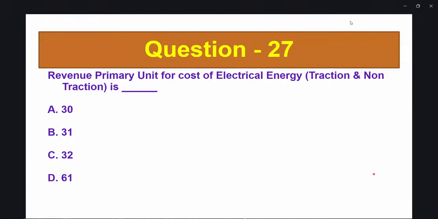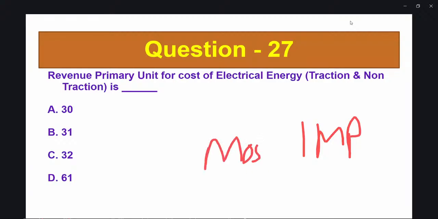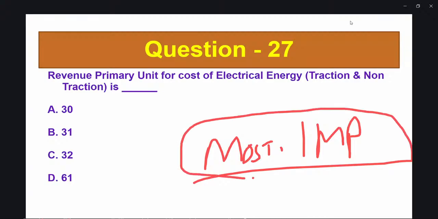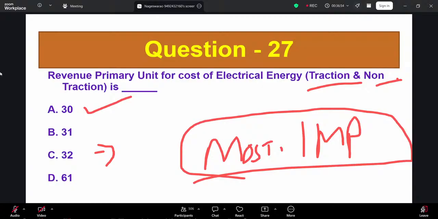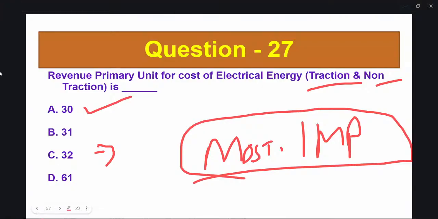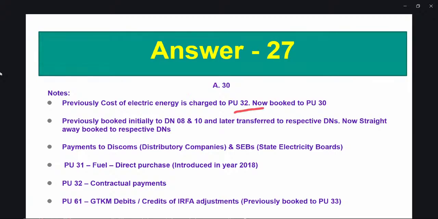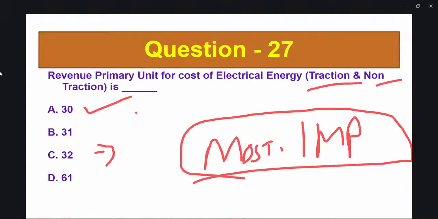Okay. Very important primary unit. Most important primary unit. SPU 30. Why? Because before this assigned PU 30, it was a part of contractor's payment 32. But it is difficult to know what is the total payments for the electrical consumption, that is whether it is for traction purpose or non-traction purpose, that is office electricity or anything. So it is the PU 32. Previously it is charged to 32. Now booked to 30. 30 is very, very important. Please check.